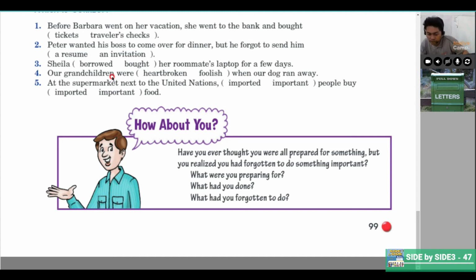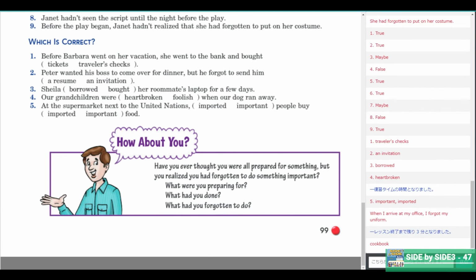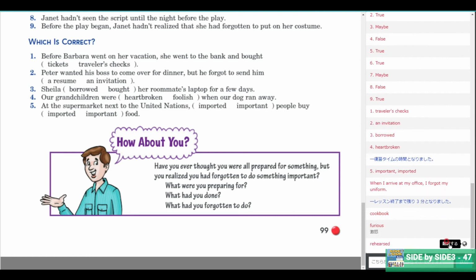So let's have a short review. Please repeat after me. Cookbook. Cookbook. Okay, next. Furious. Furious. Okay, last time, please. Furious. And the last word, rehearsed. Rehearsed. Okay, so the last time, please, rehearsed.